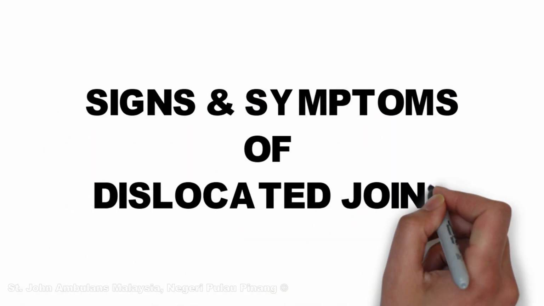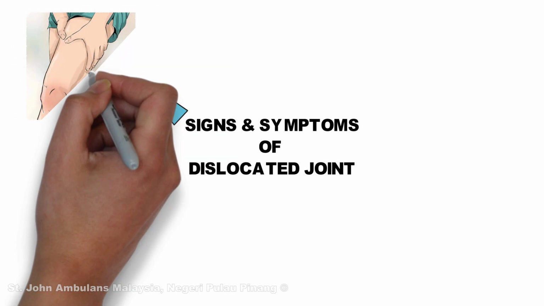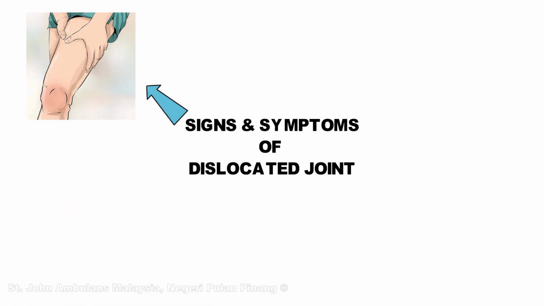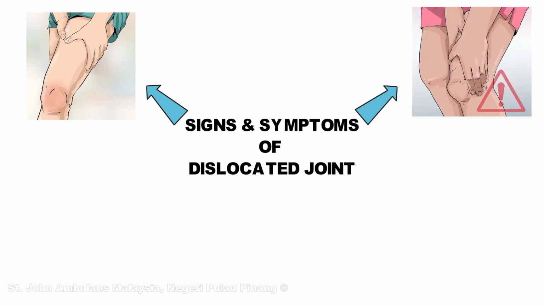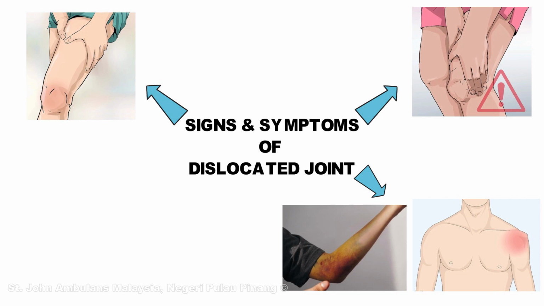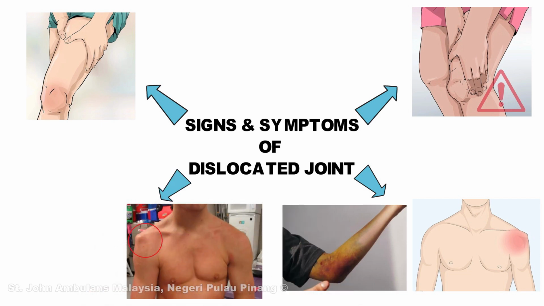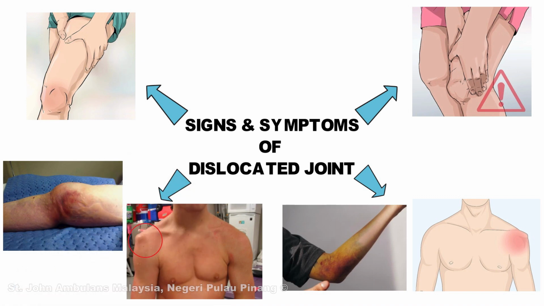Signs and symptoms of a dislocated joint. The casualty may complain of severe pain over the affected joint. He may have inability to move the affected joint. There may also be swelling and bruises around the affected joint. There may be shortening, bending, or deformity of the area as well.